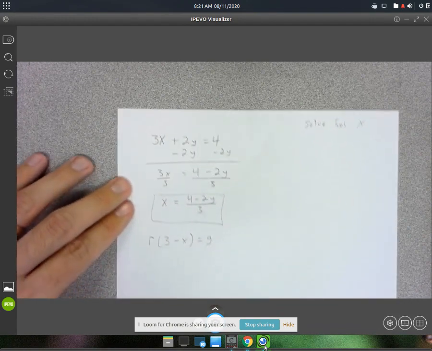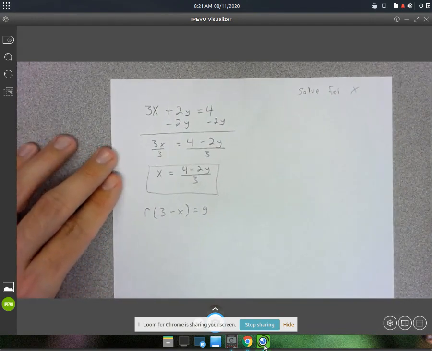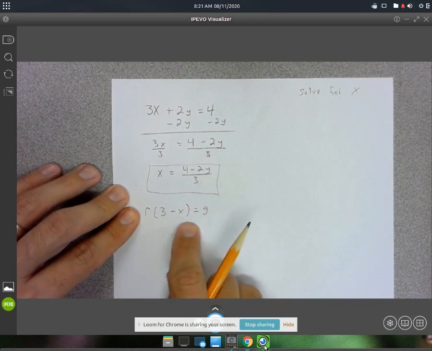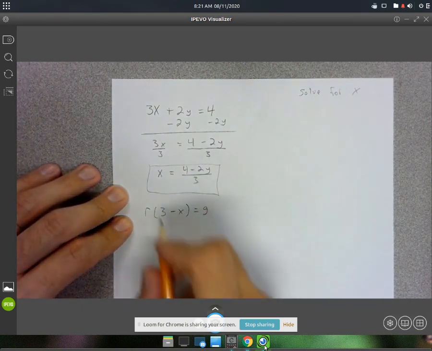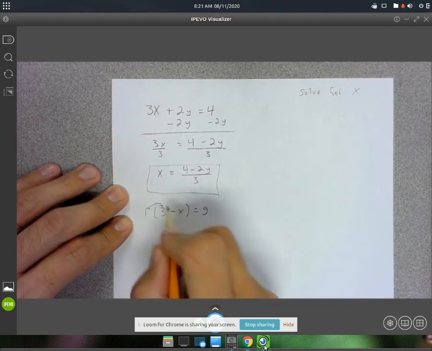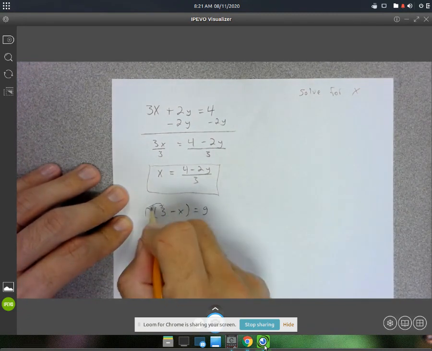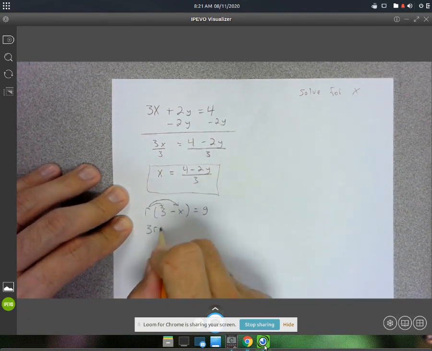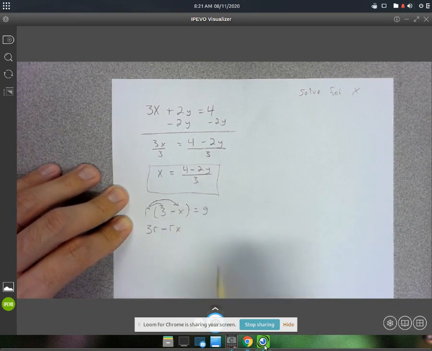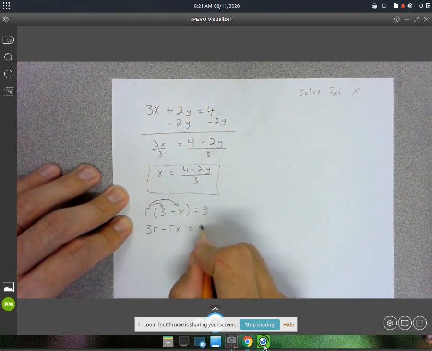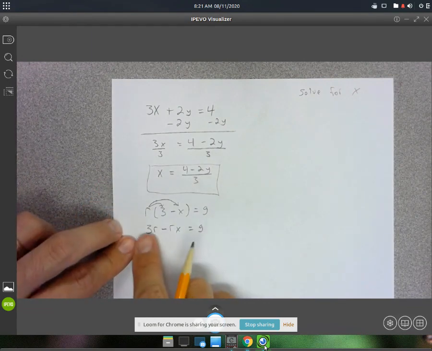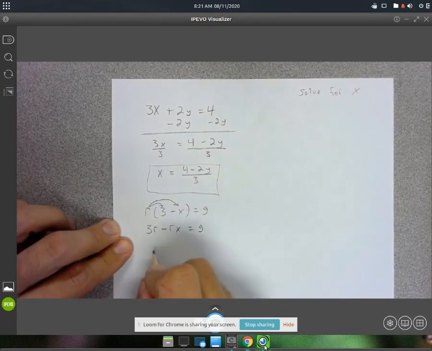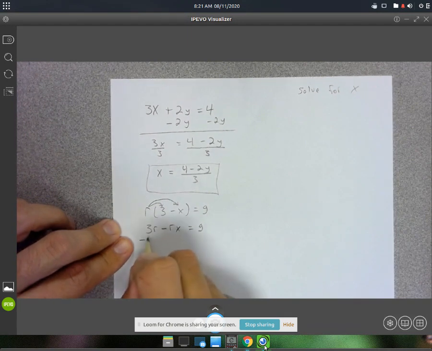All right. Next example here, we've got r times all of this equals g, and we're going to solve for x again. So first off, we'll use the distributive property. This will give us 3r, and this will give us negative rx equals g. All right, we'll do the same steps as above. We'll move this 3r over. So that's going to give us minus 3r.